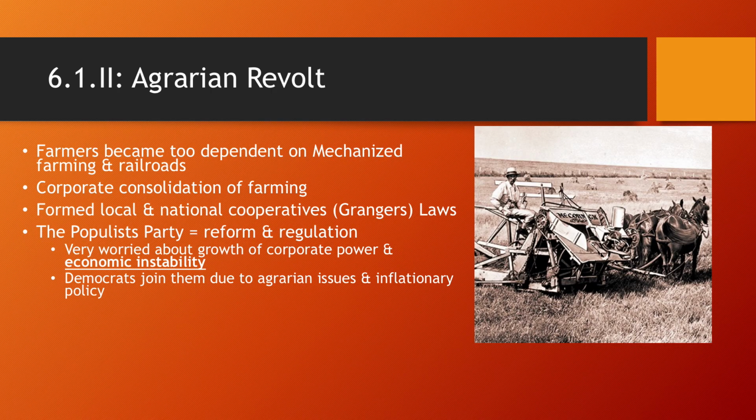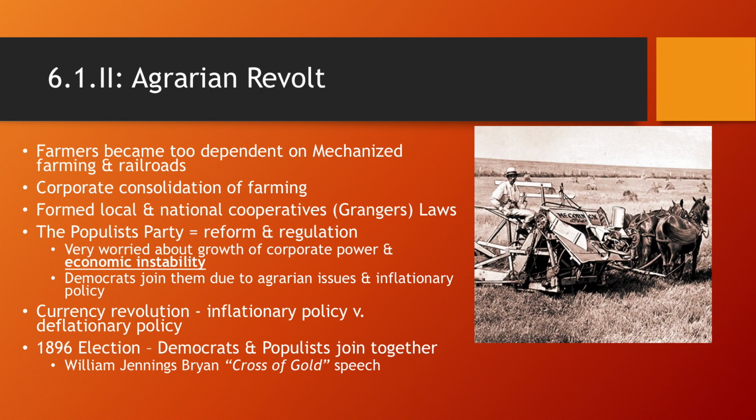Whereas the Republicans of the day, they want deflationary policy. Eventually, the Democratic Party will join with them in this currency revolution that takes place that I was talking about, inflation versus deflationary policy. And it culminates in the election of 1896, where the Democrats and the Populists basically join together. They nominate William Jennings Bryan, his Cross of Gold speech, where he's referring to J.P. Morgan's bailout gold of $60 million during that Panic of 1893. And they try to bring back an agrarian socialist type of government and economic policy.